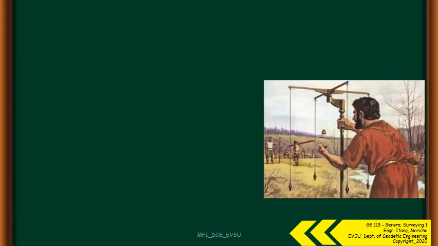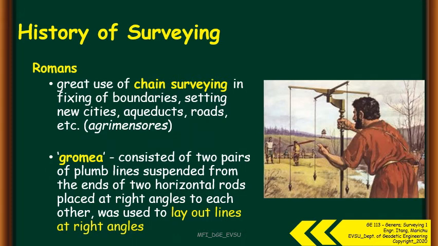We have also here the Romans. The Romans used chain surveying and fixing boundaries, setting new cities, aqueducts, and roads. They are called the agrimensores. The groma was the instrument they used. It consisted of 2 pairs of plumb lines. When we say plumb line, this is the plumb line. So, 2 pairs, including 4, which they used, suspended from the end of the rods.